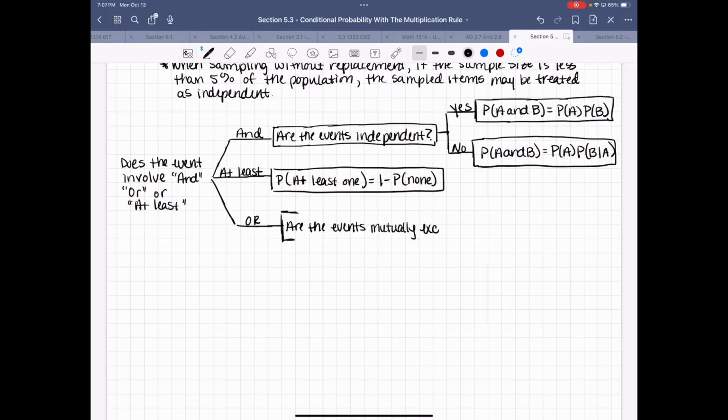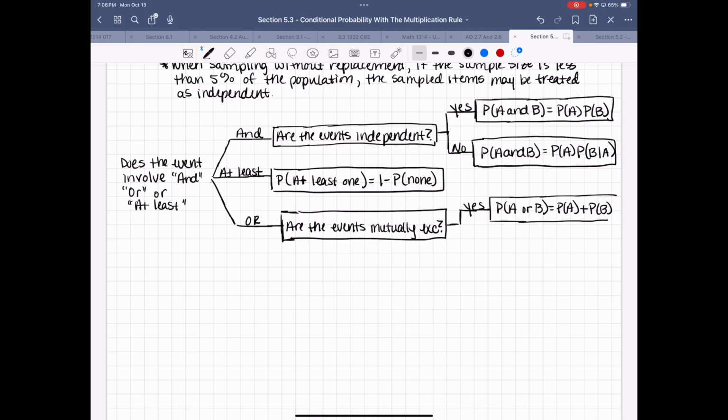And I'm going to abbreviate that. Are the events mutually exclusive? If we say yes, they are, then the probability of A or B is going to equal the probability of A plus the probability of B. And that's what we learned last time.